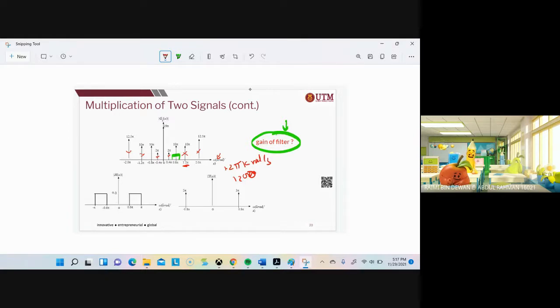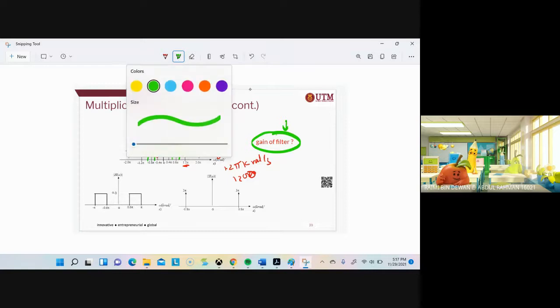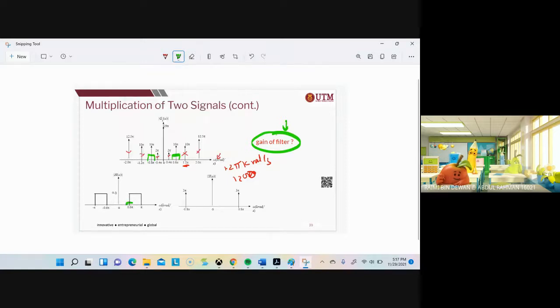So we need to introduce a band pass filter in order to only allow this frequency. You can see it doesn't accept 0.4. That's why we suggest it to be 0.6, and it must be below 1.2 pi. This is the gain of your filters.